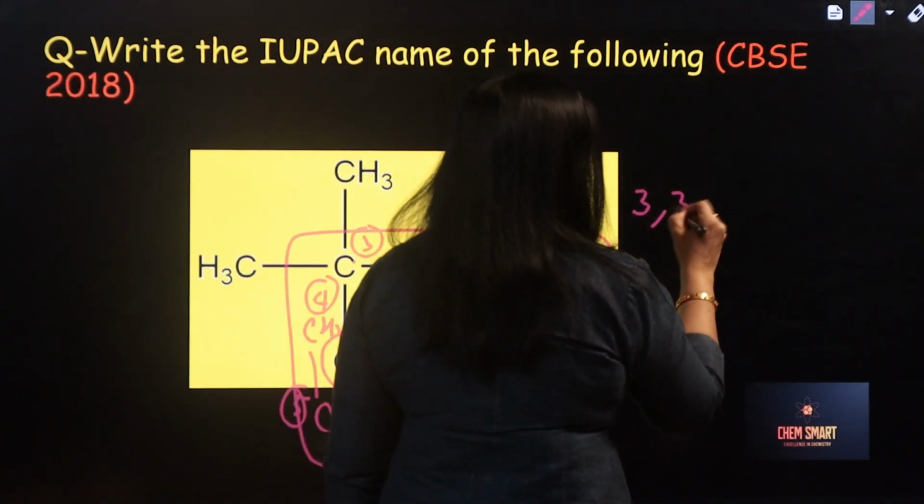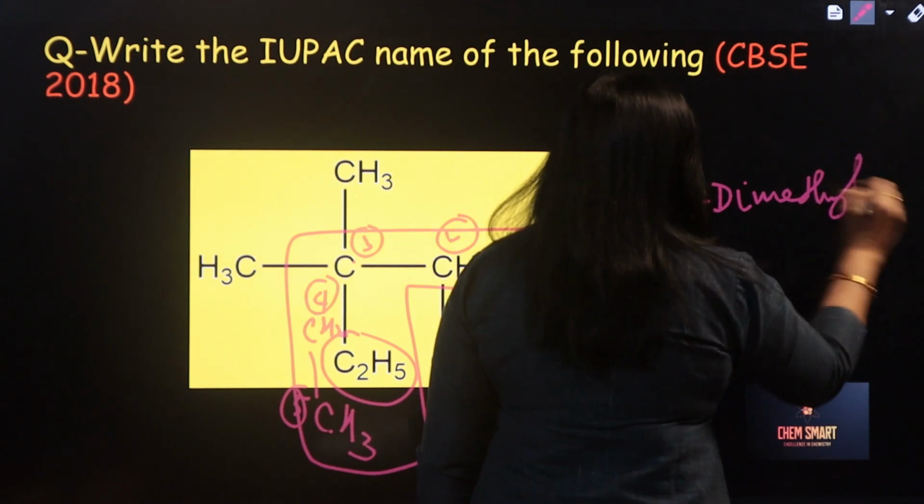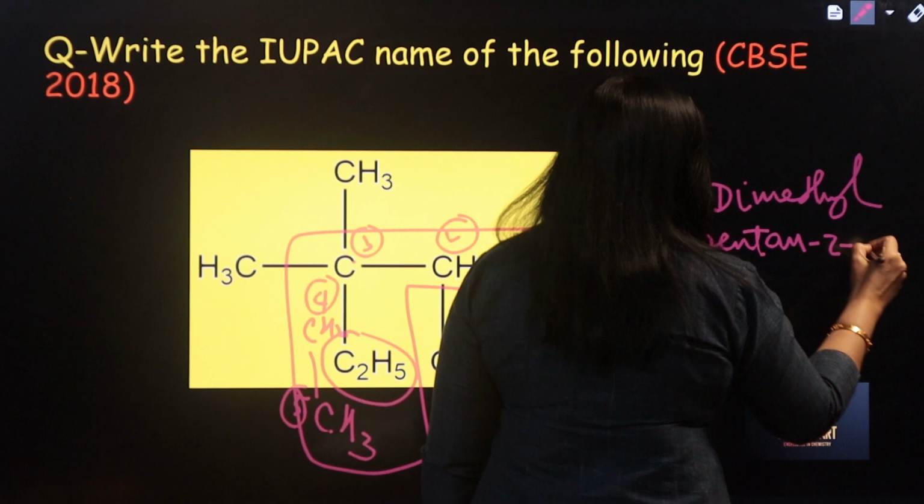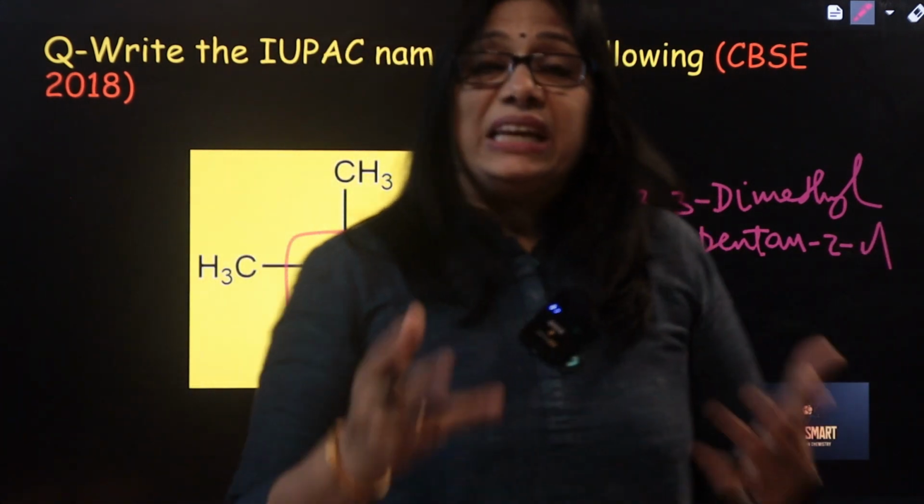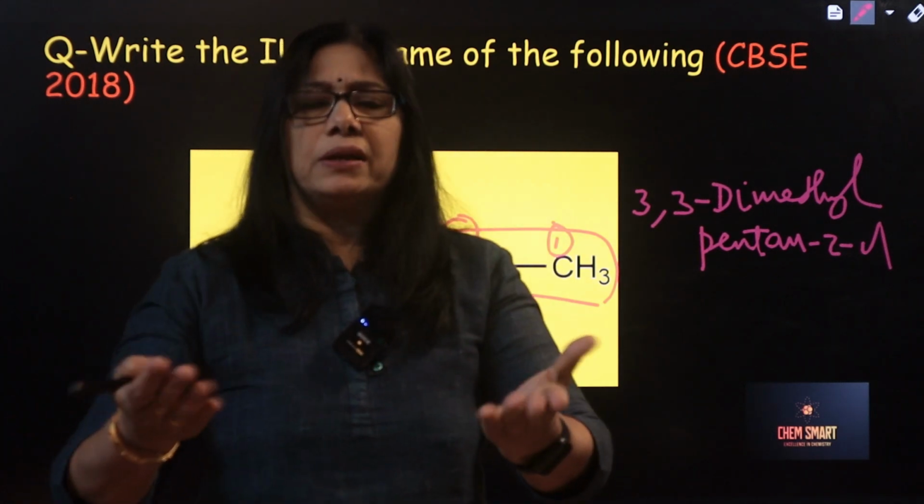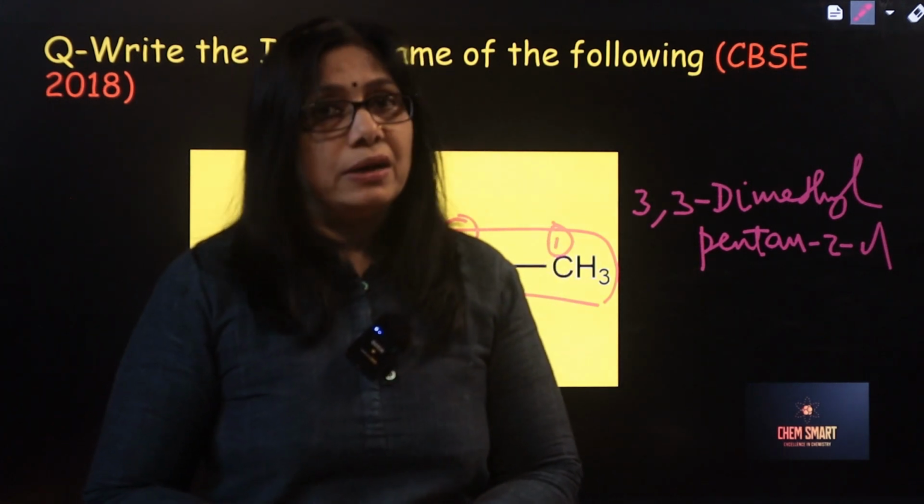So, it is 3,3-dimethyl pentan-2-ol. Be very careful when you are given an ethyl group as a branch. Always expand it. Sometimes it may not contribute to a longer chain, but sometimes it will. So take care. Okay.